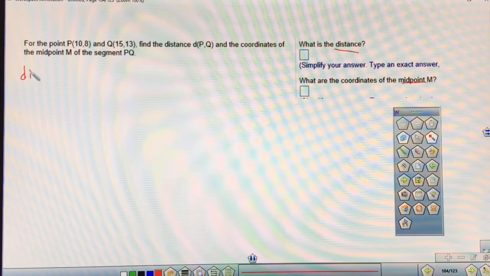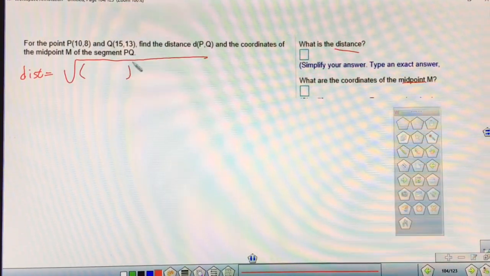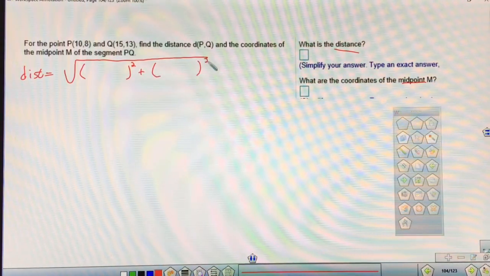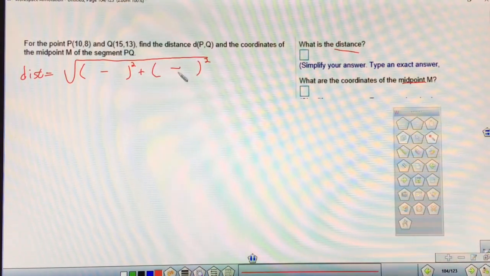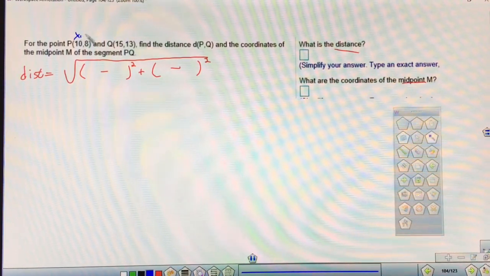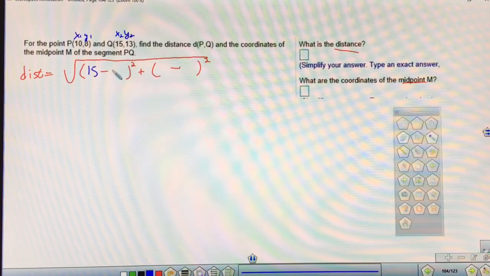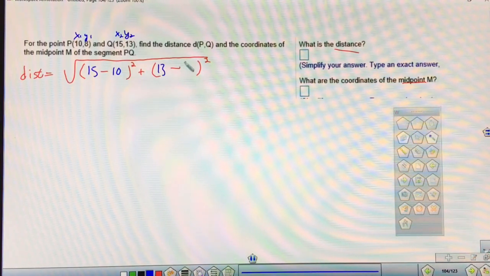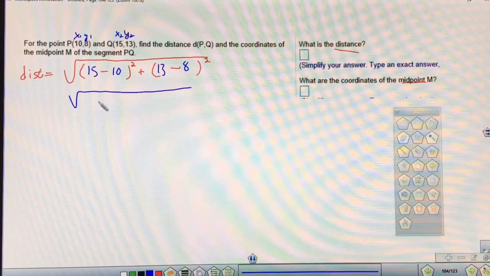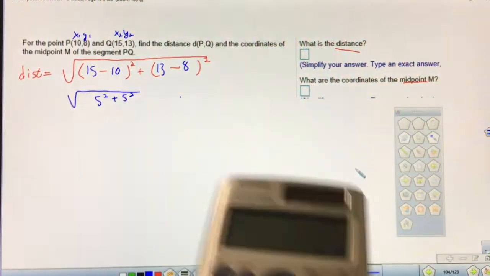Distance and midpoint. The distance formula is a big square root with the difference of the x's squared plus the difference of the y's squared. The difference of the x values, that's where the minus sign comes from, plus the differences of the y's, and you nest that all in a radical. So this is an x1, this is a y1, this is an x2, this is a y2. So I'm going to do x sub 2 minus x sub 1, 15 minus 10, and then 13 minus 8. That's going to give me a square root of 5 squared plus 5 squared.